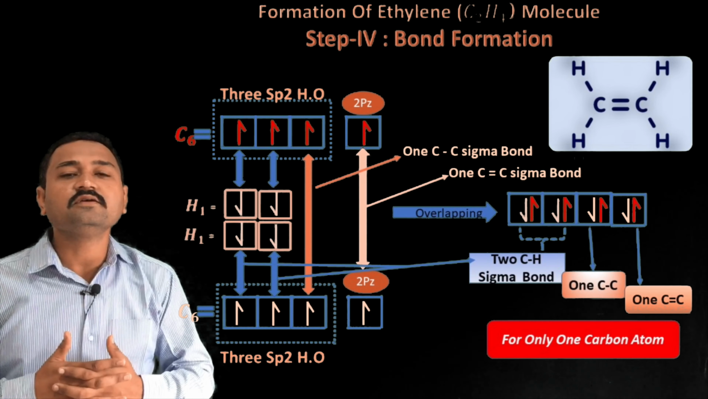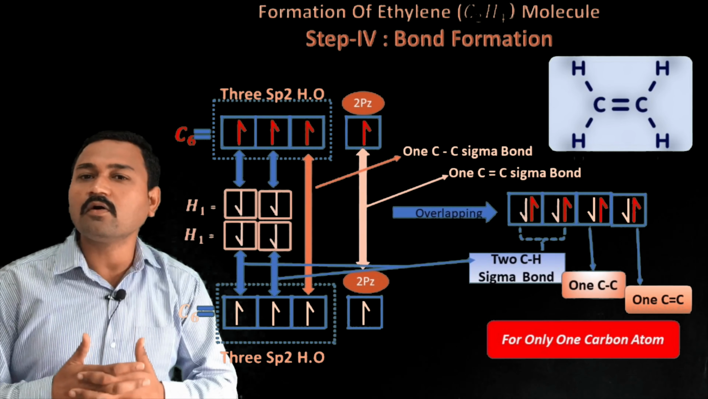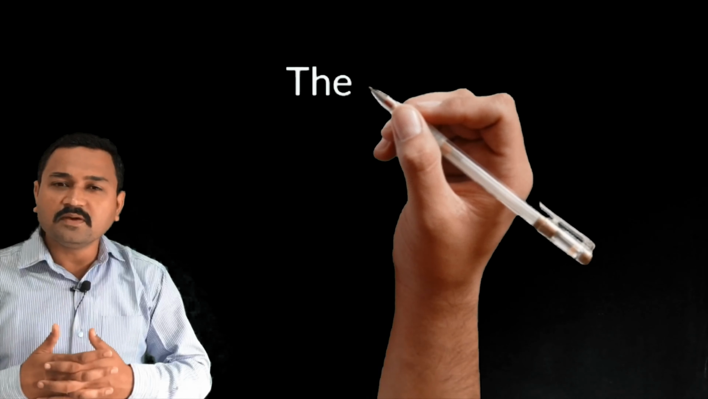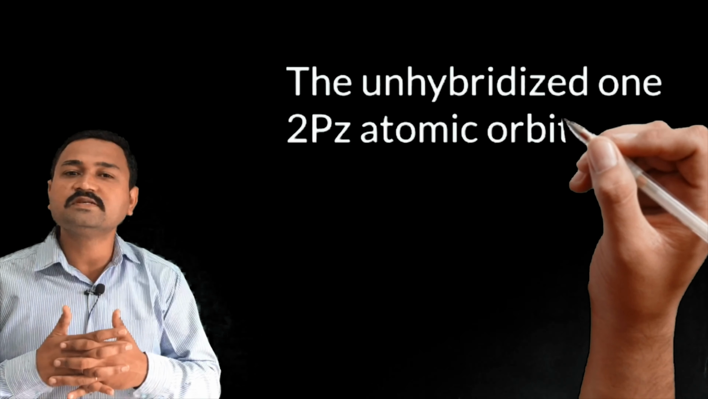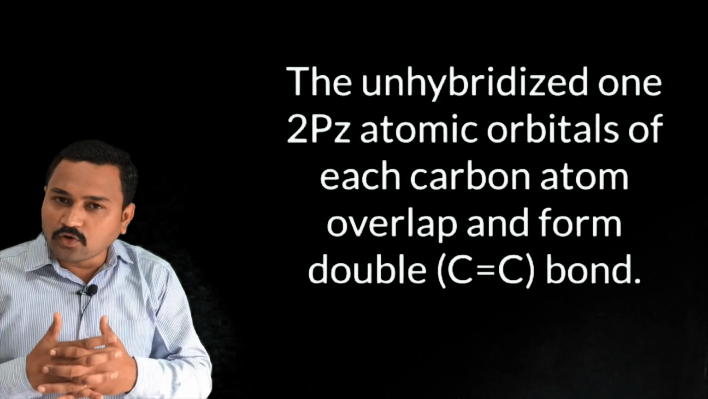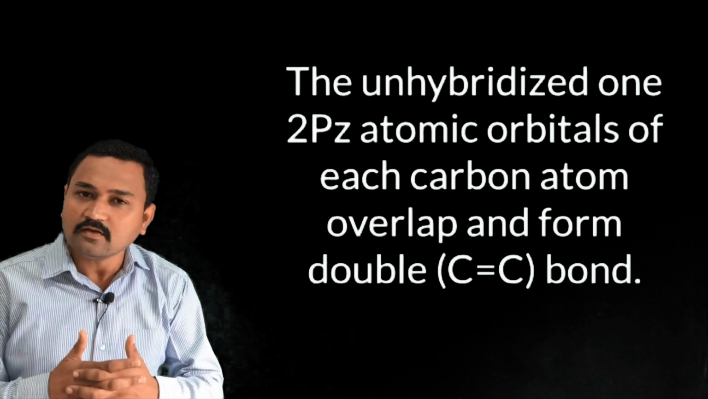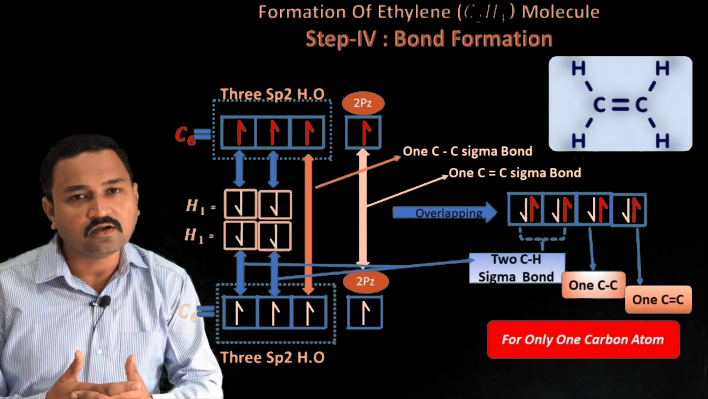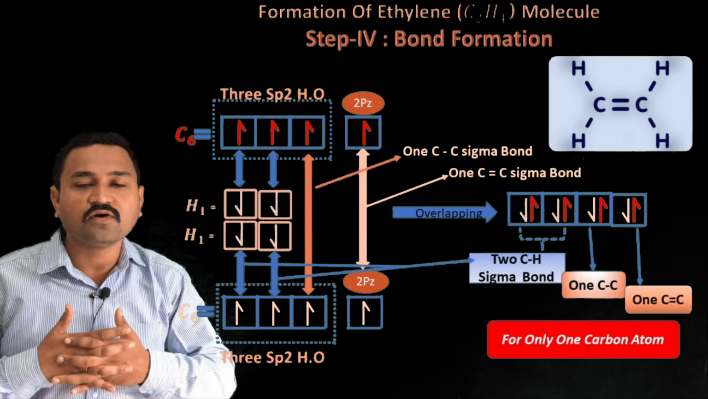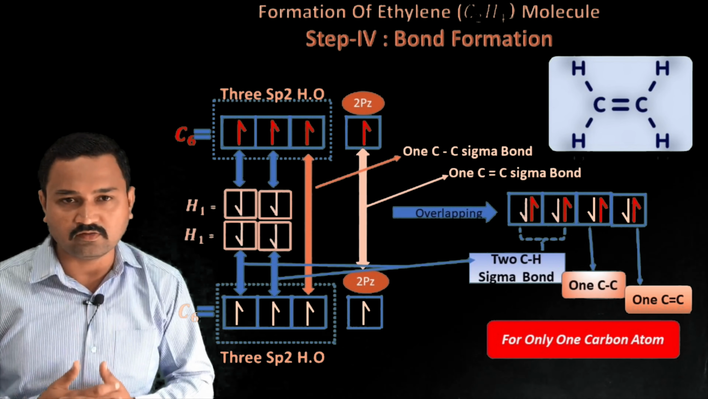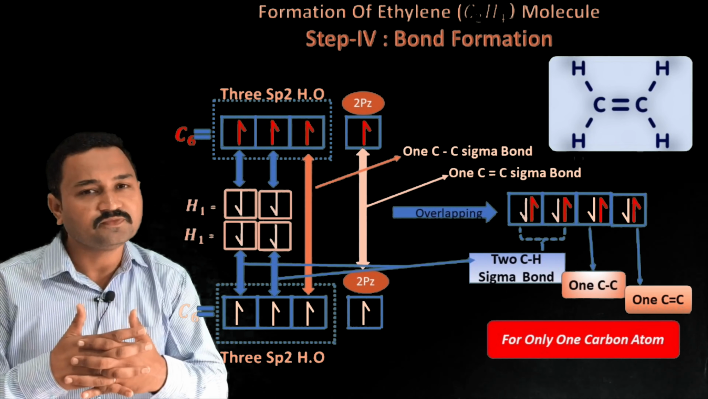So here the carbon-carbon covalent sigma bond takes place by the sp2-sp2 overlap, while the remaining unhybridized 2pz atomic orbitals containing unpaired electrons of both carbon atoms overlap laterally with each other by 2pz-2pz overlap and form a pi bond, which leads to the formation of the carbon-carbon double bond between these two carbon atoms in the ethylene molecule. So this is about bond formation in the ethylene molecule.